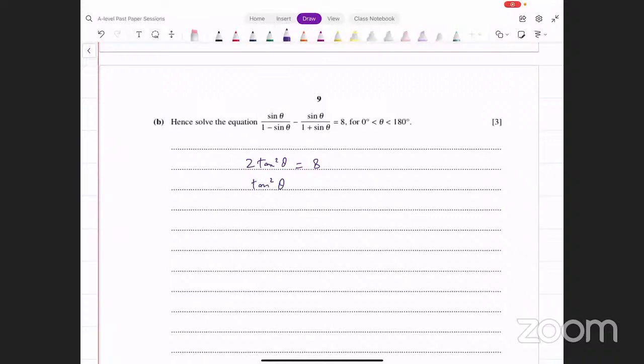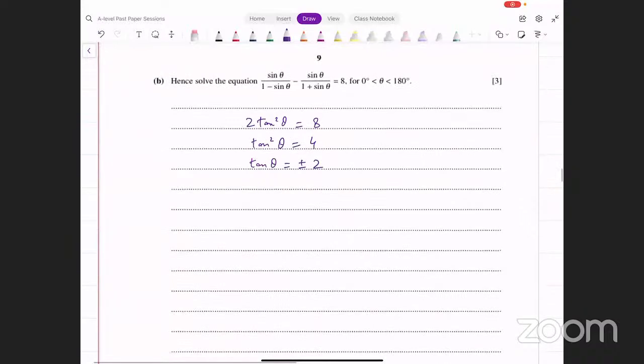2 goes to the other side and becomes 8 over 2. That's 4. Let's take square root on both sides. But remember, whenever we take square root, we have plus minus. So tan theta equals plus minus 2. Okay. So tan positive भी हो सकता है, negative भी हो सकता है.